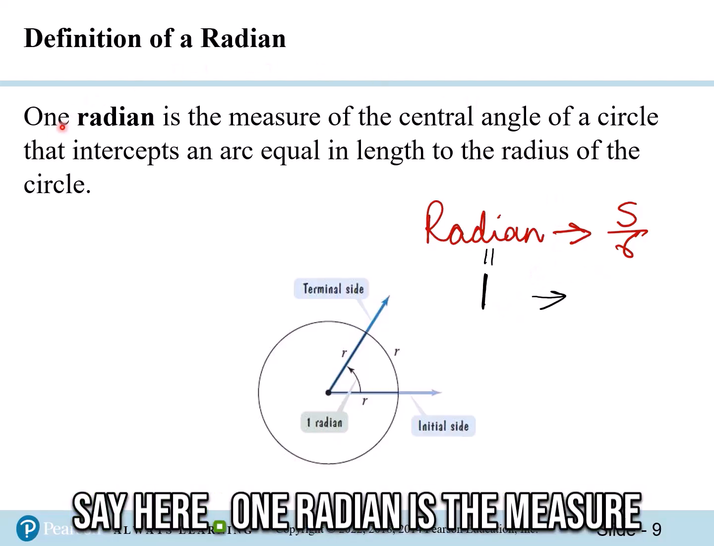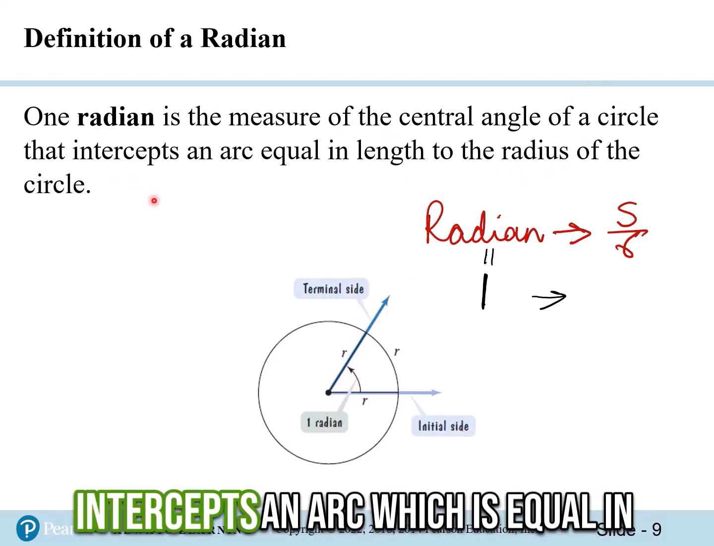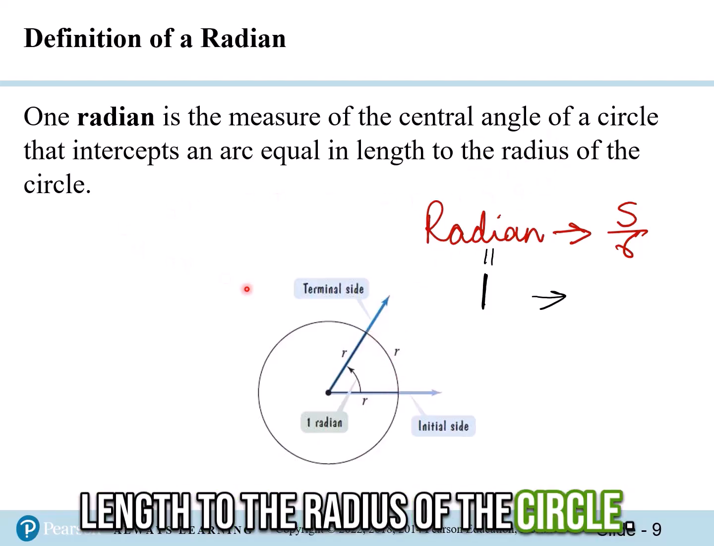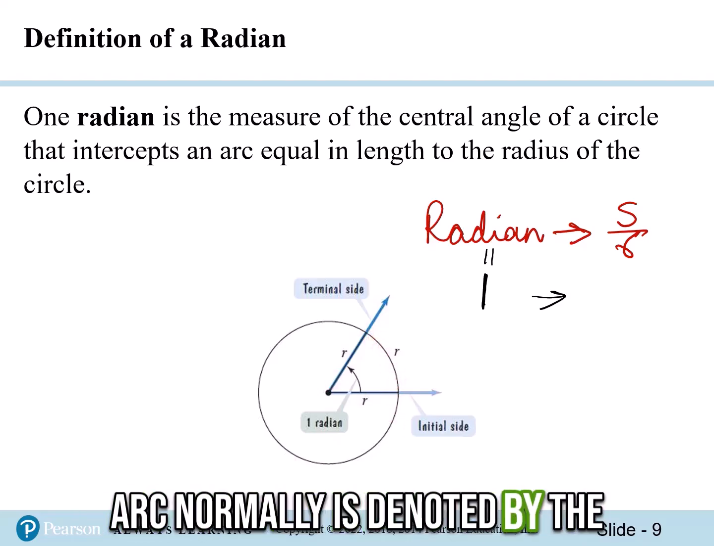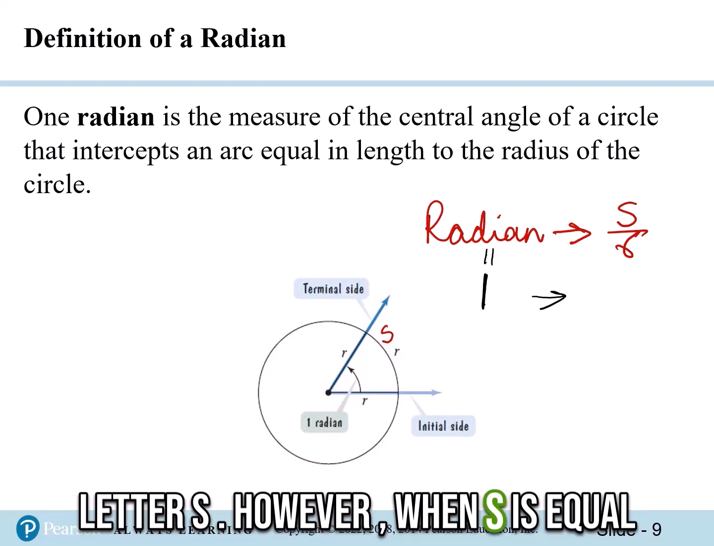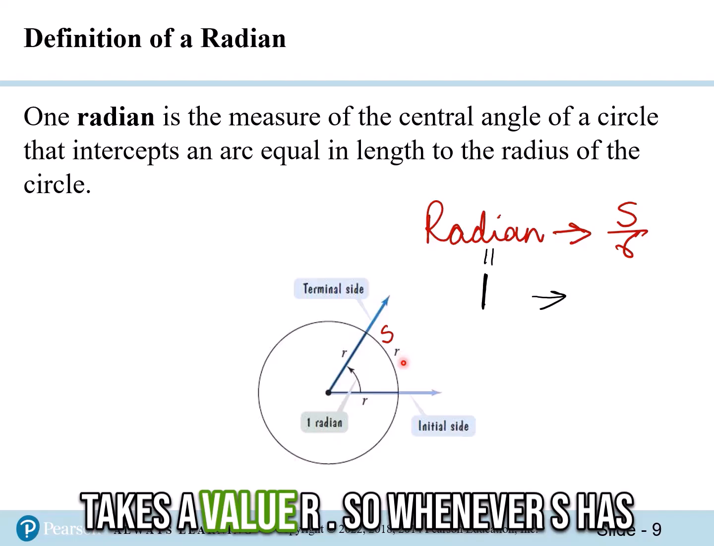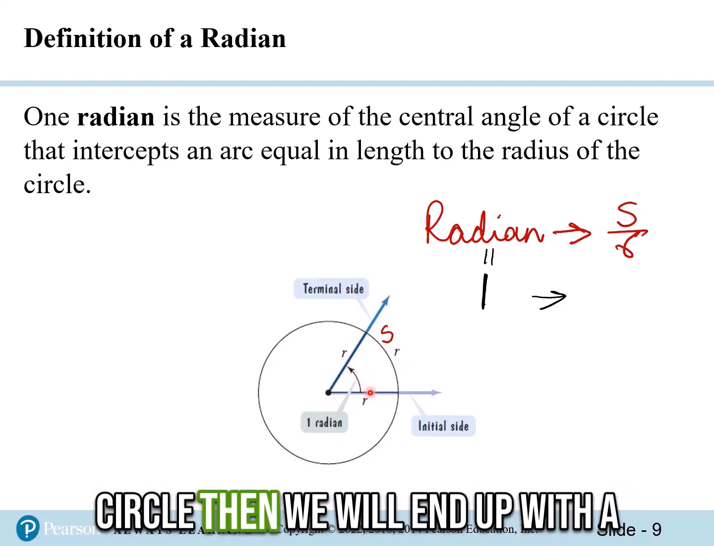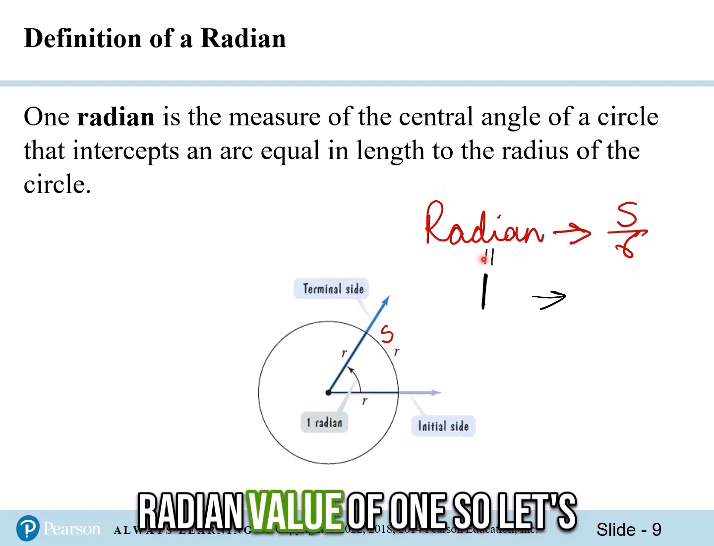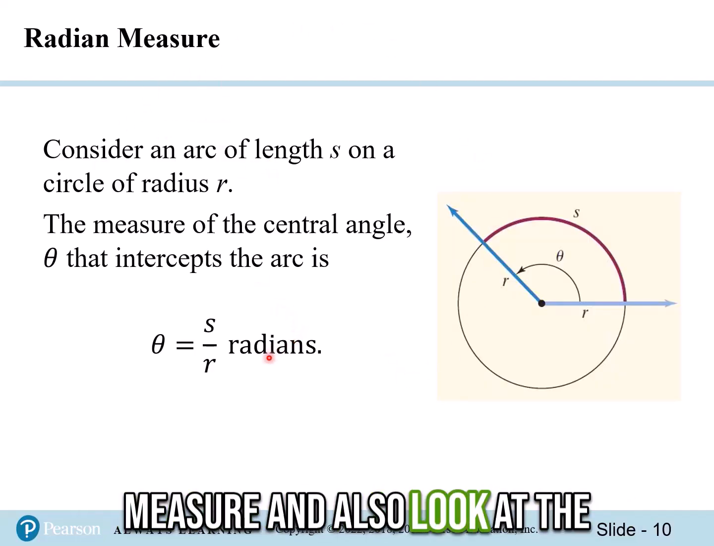So that's what they say here. 1 radian is the measure of the central angle of a circle that intercepts an arc which is equal in length to the radius of the circle. Here R denotes the radius and the arc normally is denoted by the letter S. However, when S is equal to the radius, then it takes a value R. So whenever S has the same value as the radius of the circle, then we will end up with a radian value of 1.